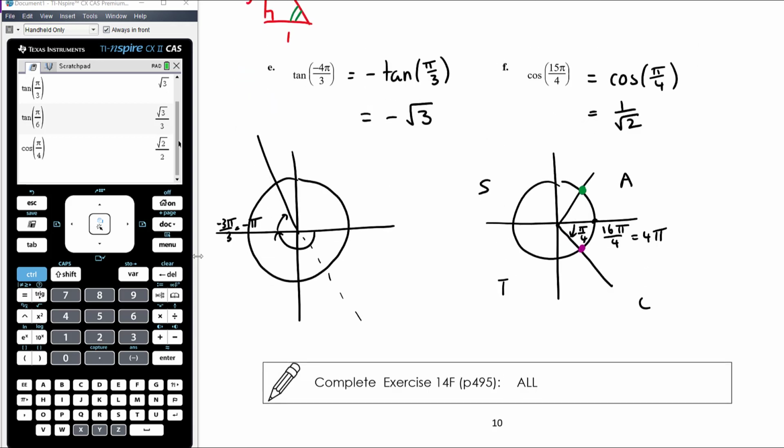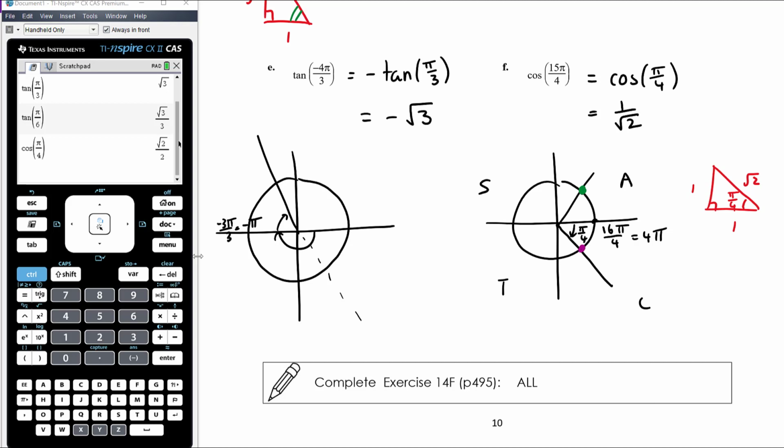But again, having a way to generate them if you're not sure helps. I know this is 1, 1, root 2, this is my right angle here, both the angles are pi on 4, so you can use either of them. Cos, adjacent over hypotenuse, is 1 on root 2.